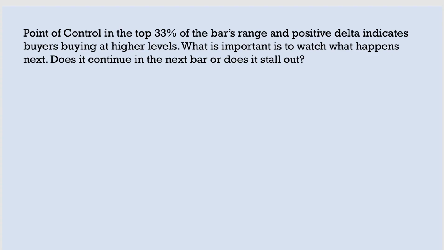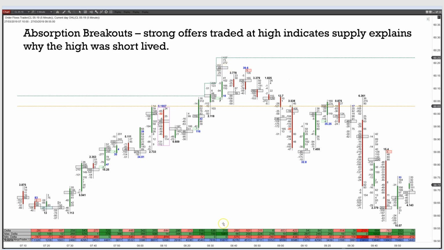All right, so this one, it's not a trade setup, but I just put this in there. This is an old market delta thing that I've always had in my mind. Trevor came up with this years ago. Point of control in the top 33% of the bar's range and positive delta indicates buyers buying at higher levels. What's important to watch is what happens next. Does it continue in the next? Point of control, top 33%, positive delta. Well, what's happening next?